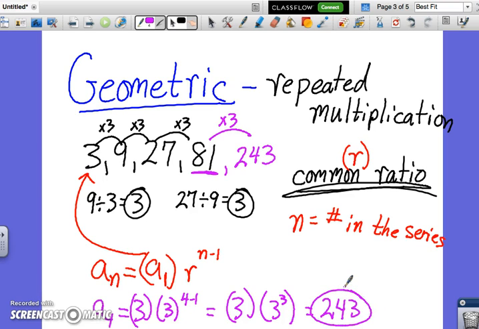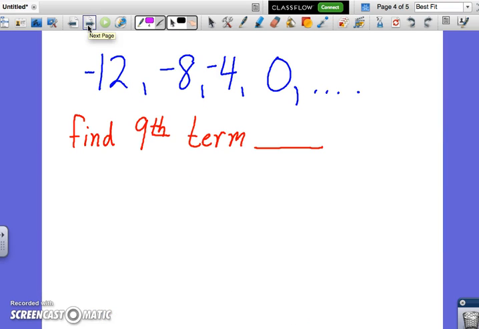So here is that formula. Get this one, write it down, put it someplace special, commit it to memory. This is the formula for finding the nth number in a geometric series. Okay? So let's practice.